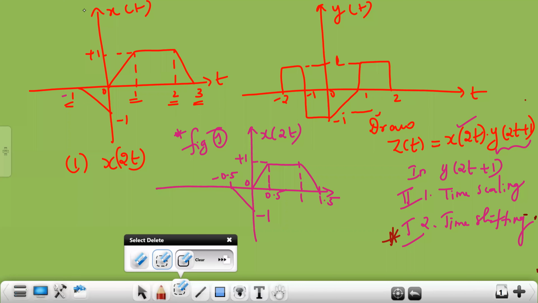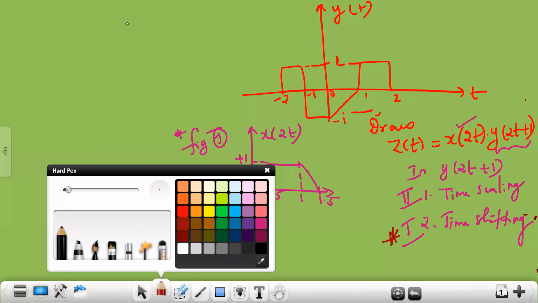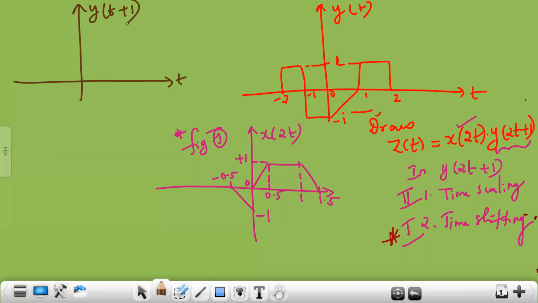So this is y of t plus 1. While drawing y of t plus 1, to which side you need to shift? Left. Yes, it is a left shift. So this will become 3, this will become 1. If you are shifting towards left, it means you need to subtract 1. So the entire signal will be confined from minus 3 to 1. Same shape, confined from minus 3 to 1.